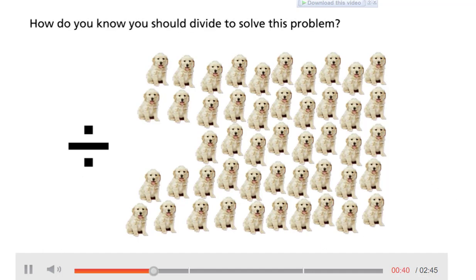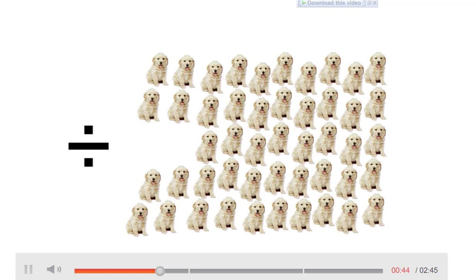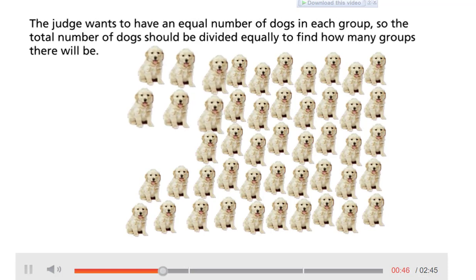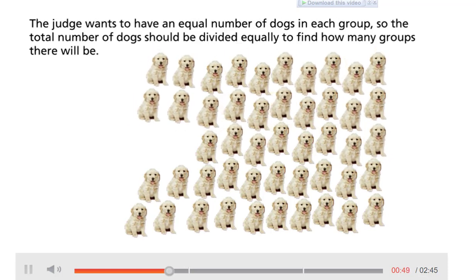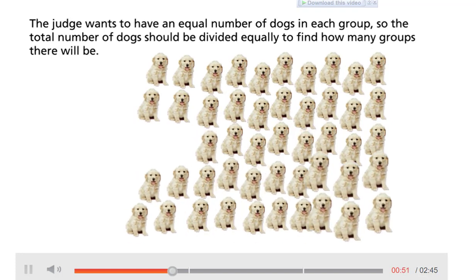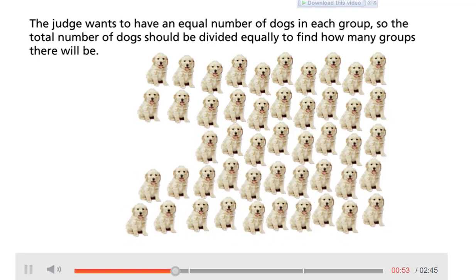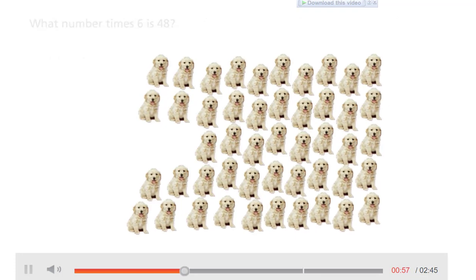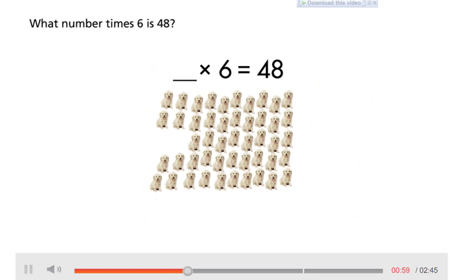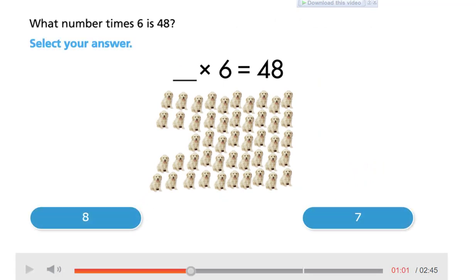How do you know you should divide to solve this problem? The judge wants to have an equal number of dogs in each group, so the total number of dogs should be divided equally to find how many groups there will be. What number times 6 is 48? Select your answer.